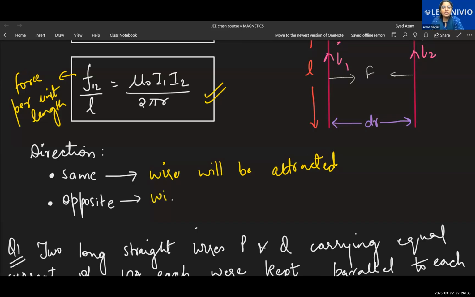So the wires will be repelled. Now a question.